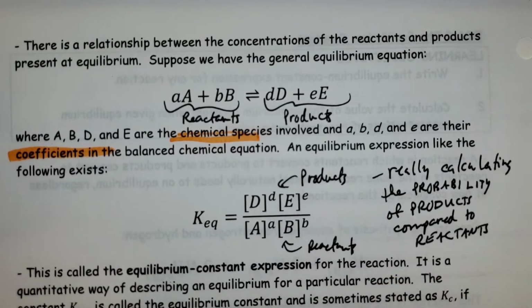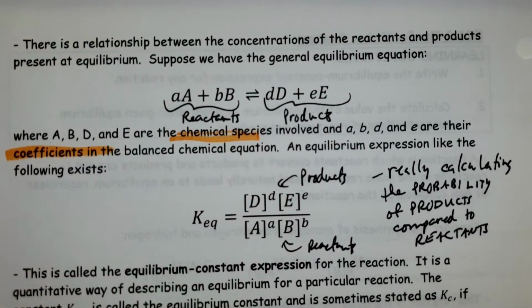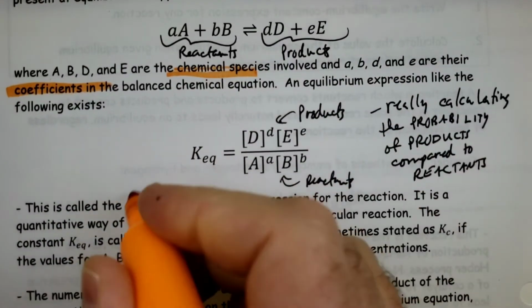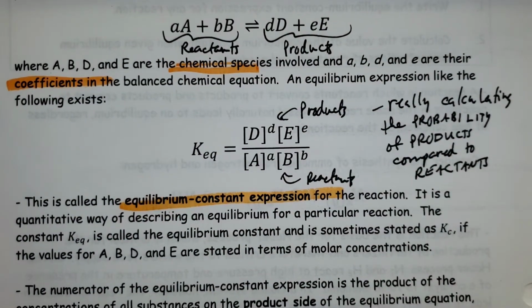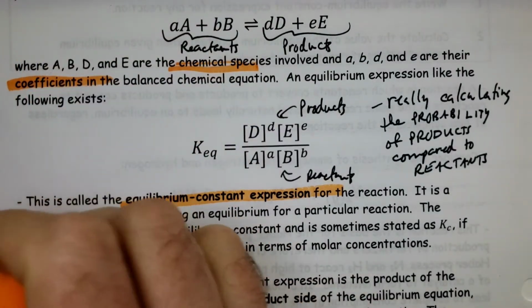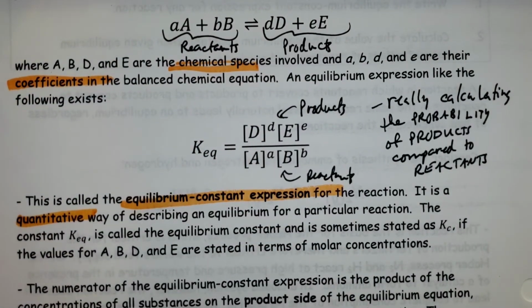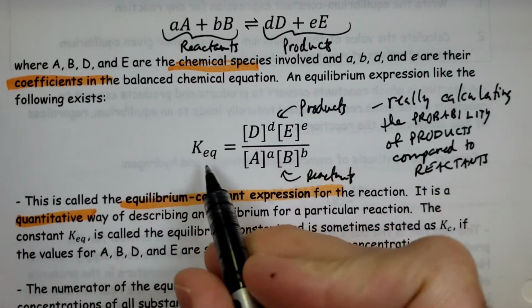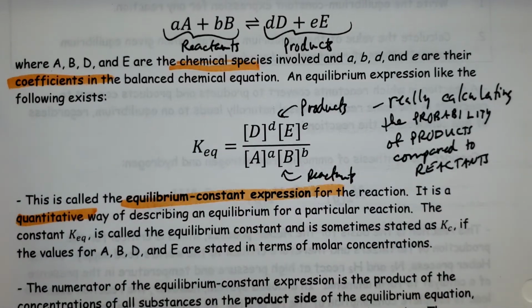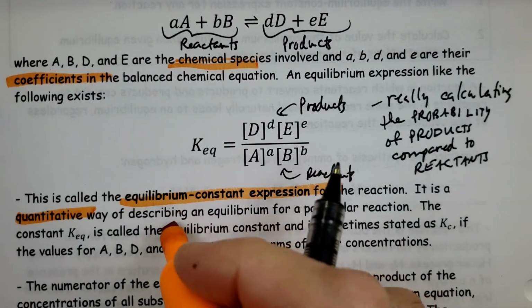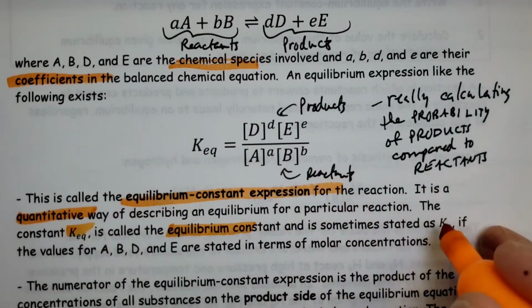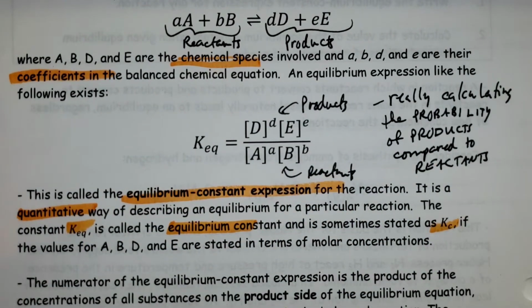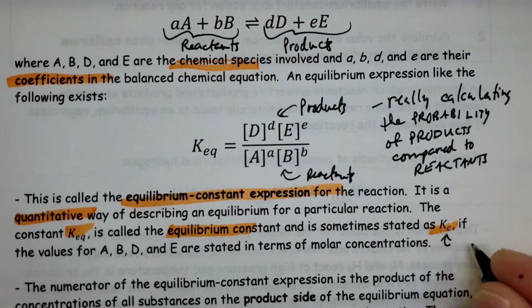So this is called the equilibrium constant expression for the reaction. It is a quantitative, so a number, way of describing the equilibrium of a particular reaction. The constant, which is called K subscript EQ, is called the equilibrium constant. And sometimes it's symbolized as Kc, where it's the concentration.